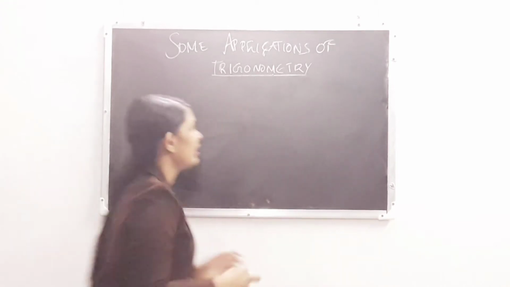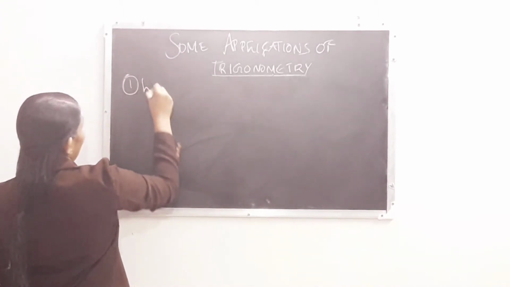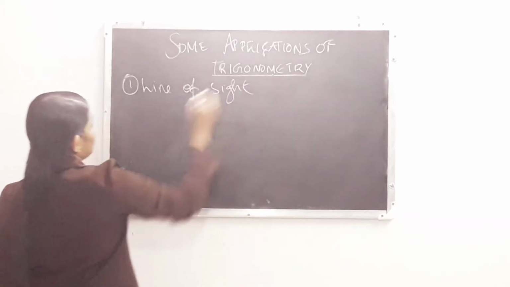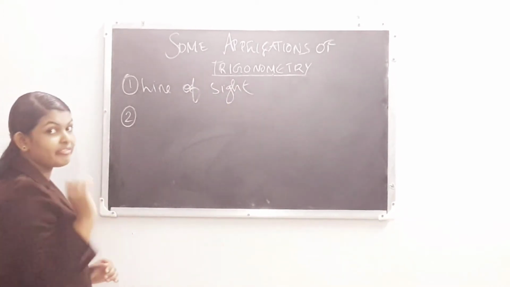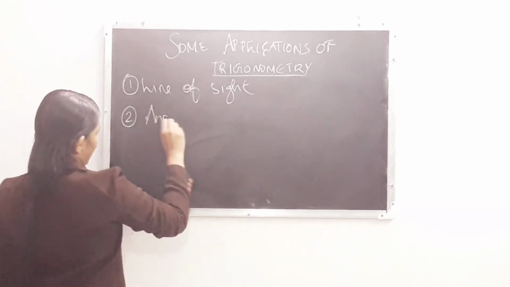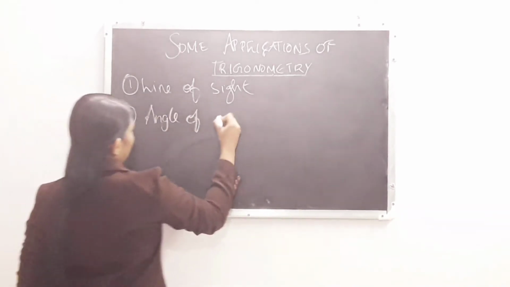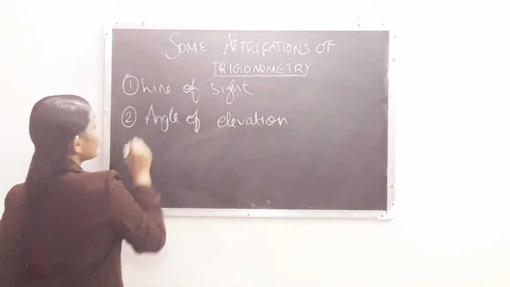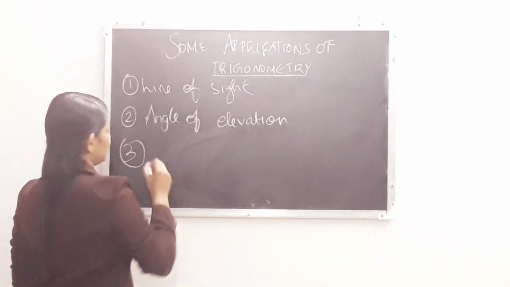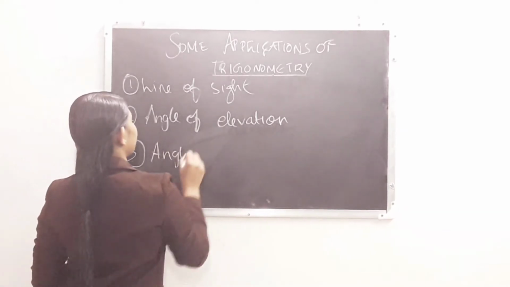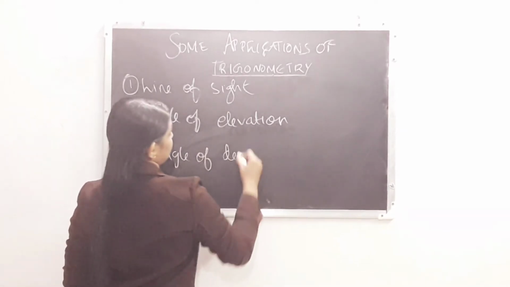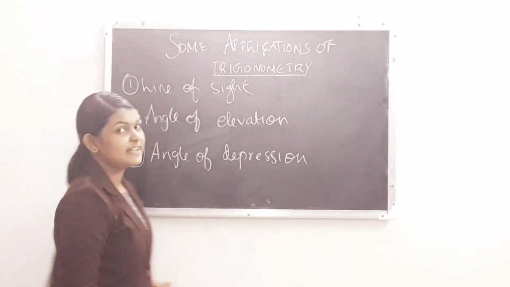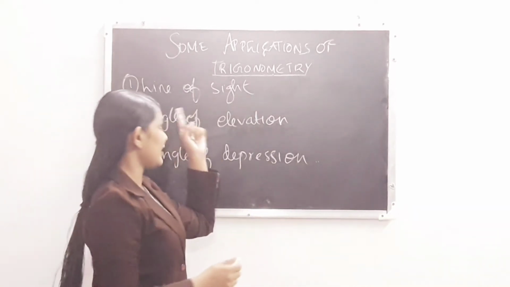The first one is line of sight. Second one is angle of elevation. And the third one is angle of depression. First of all, we are going to study this line of sight in detail.